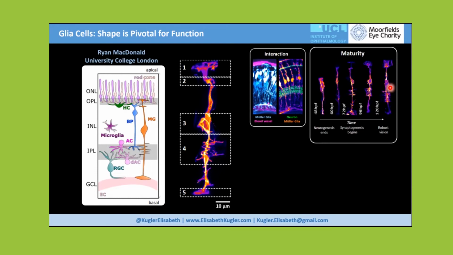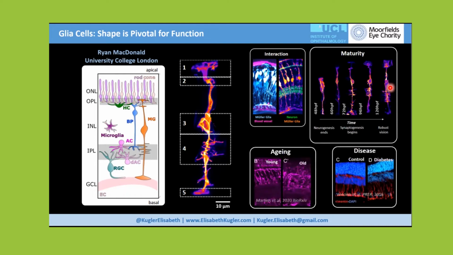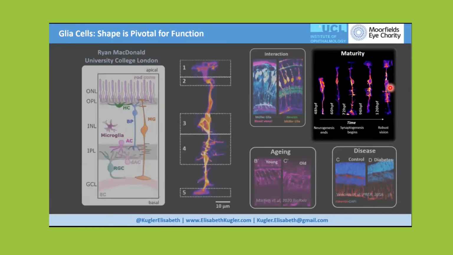But we also see changes of shape in aging as well as in disease. So again, quantifying their shape is really important if we want to understand their functionality. For the rest of the talk, we will focus very much on this maturation process, but all quantification approaches are equally applicable to other studies as well.